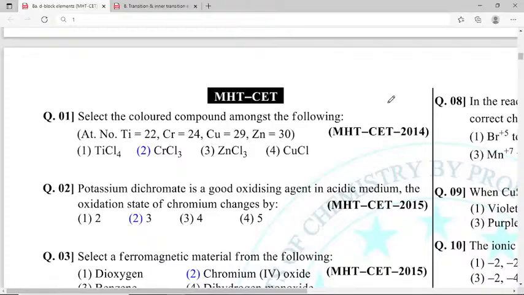Okay, now let's start the transition and inner transition elements. The first question is: select the colored compound among the following. Titanium plus 4 is colorless. Chromium plus 3 is colored, so it is a colored ion. This is ZnCl2, zinc chloride. Zn2 plus is colorless and copper 1 plus is colorless. So option number second is correct. CrCl3, chromium chloride, is the colored compound.